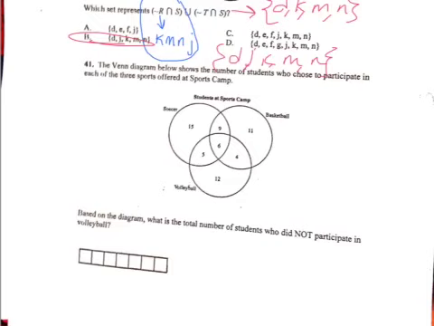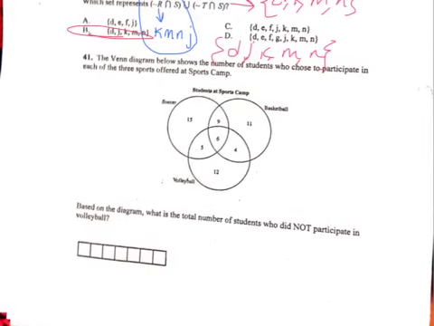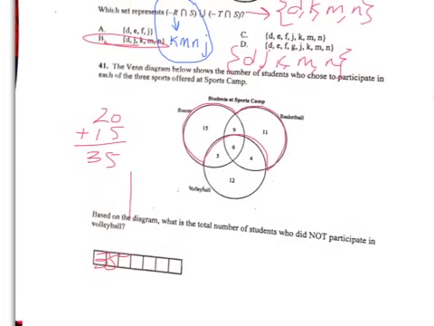Okay, the number of kids on number 41 who did not participate in basketball, that's going to be all of these kids outside of the volleyball, rather. Outside of volleyball, that's everybody in that set. So that's 9 and 11 is 20, plus 15 gives a total of 35. And looks like that's it. So all 41 questions.